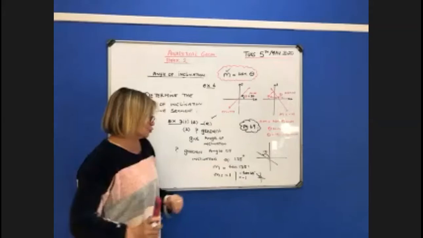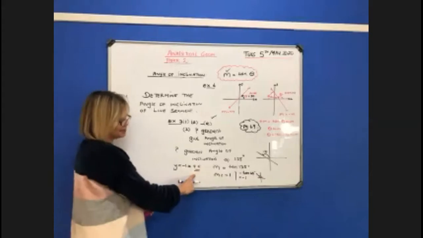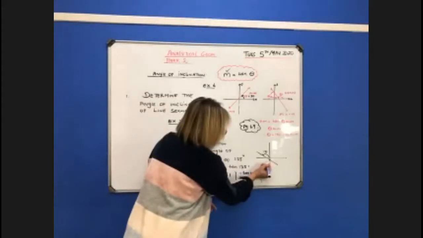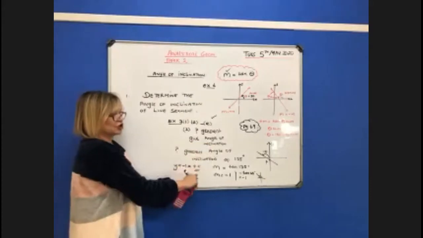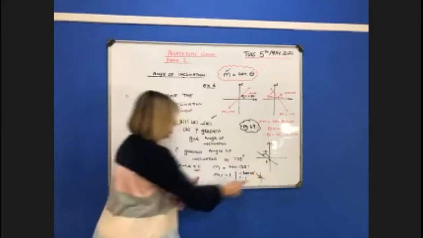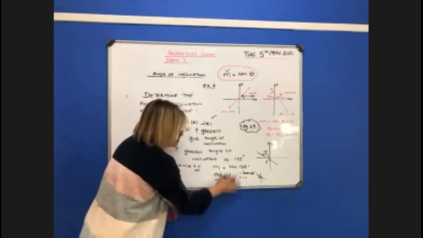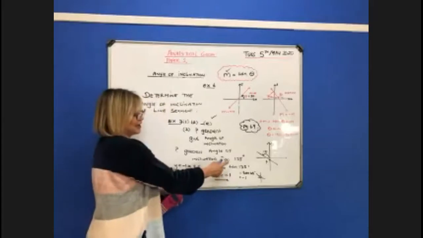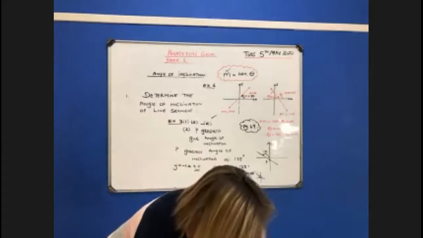So the straight line is y equals negative 1x plus the y-intercept. Now, I don't have enough information. They didn't give me any coordinates, so I couldn't find the full equation. But the question was, find the gradient of a line with an angle of inclination of 135. Let me do one more example.